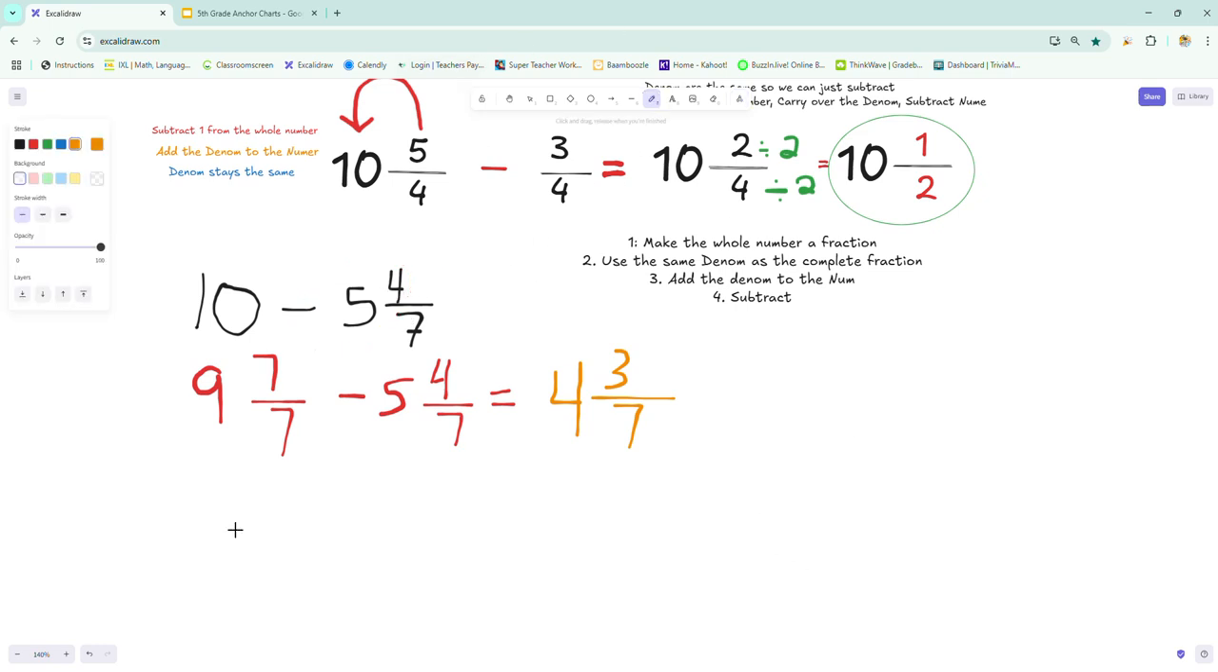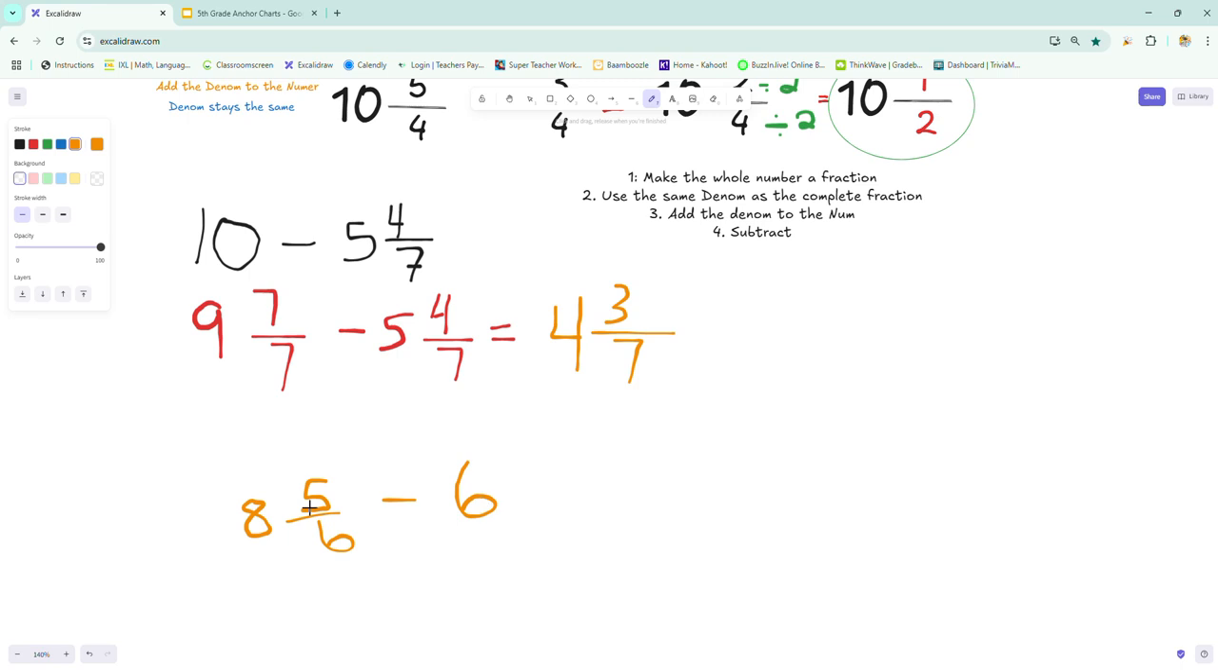On page 119 we have 8 and 5/6 minus 6. Well, guess what? We can subtract this because we can take 6 from this whole number. We can take 6 from this. If you look at this, let's say if we had 8 diamonds, and these were our fractions.